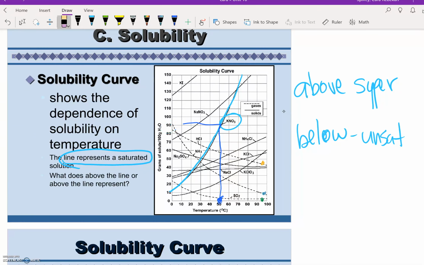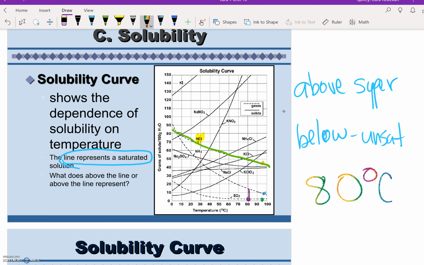Let's do it for another one. How about you find HCl? So hopefully you found HCl right there. The only line we're concerned with is HCl's line. It's decreasing, which shows us it's a gas. How many grams of HCl can I dissolve at 80 degrees Celsius? We find 80 degrees, come up to the line. It looks like we can dissolve 50 grams. So our 50 grams of HCl can be dissolved.